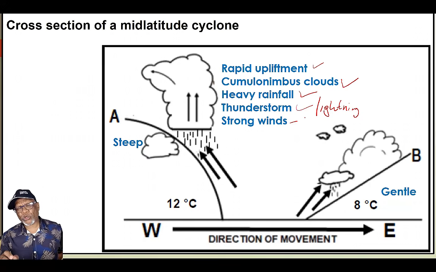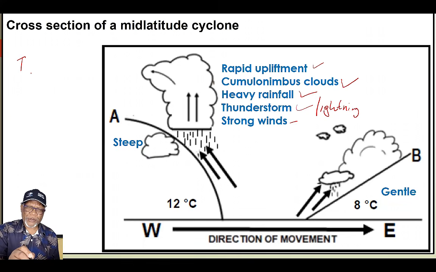But this is not only limited to a mid-latitude cyclone. There are three other weather phenomena that are associated with cumulonimbus clouds. Number one that you have is a tropical cyclone, which is TC, and it is a line thunderstorm.